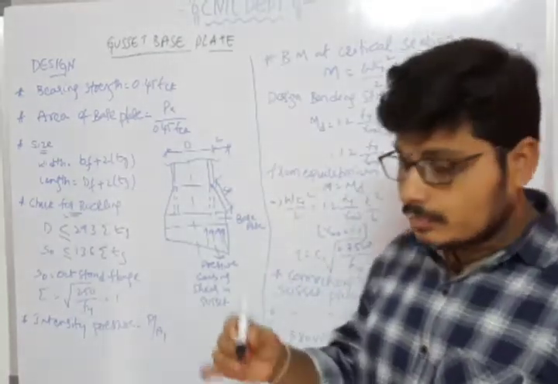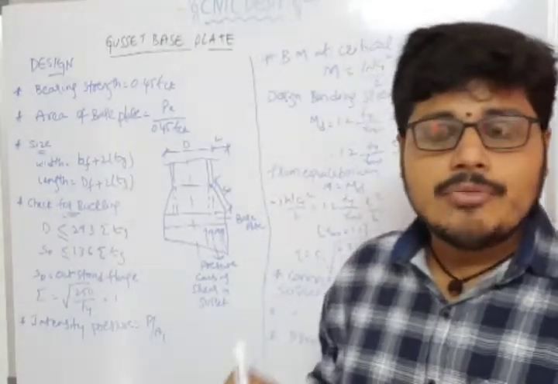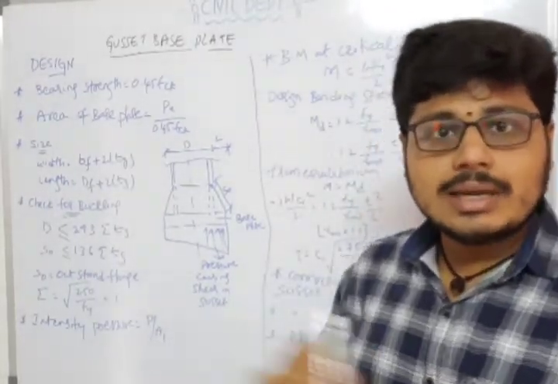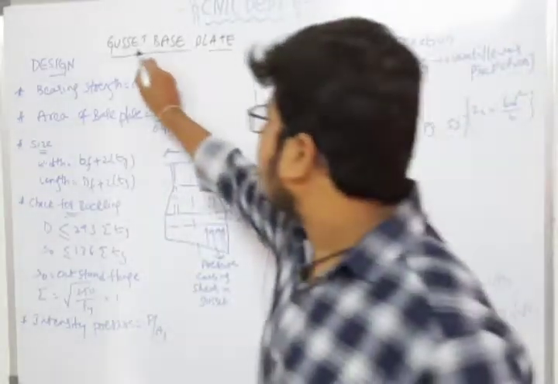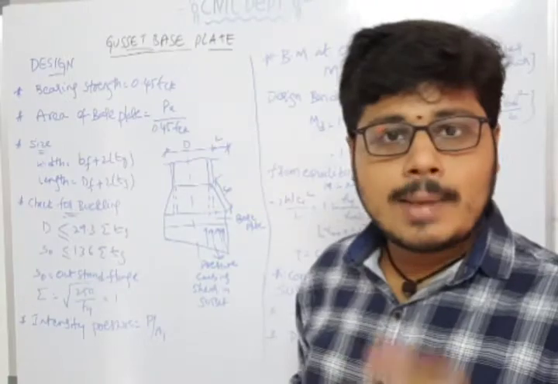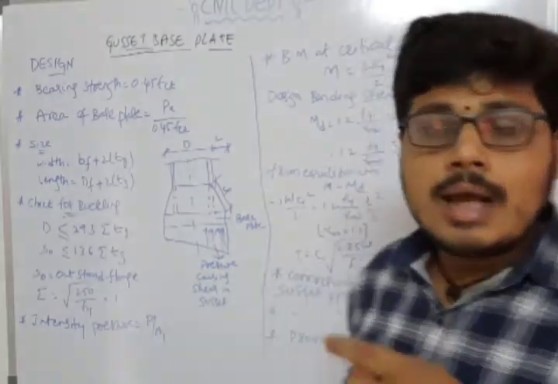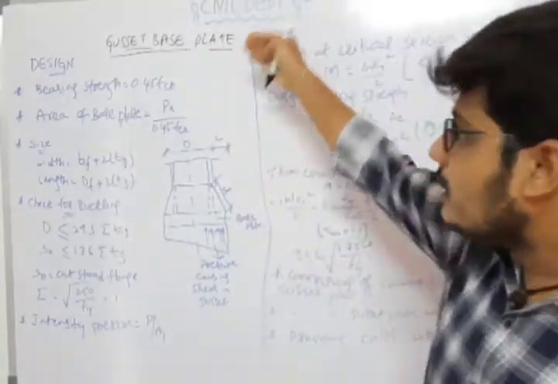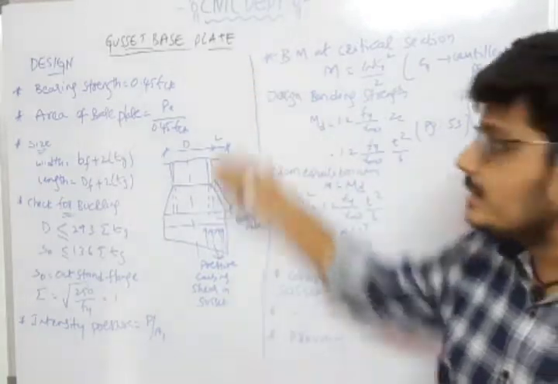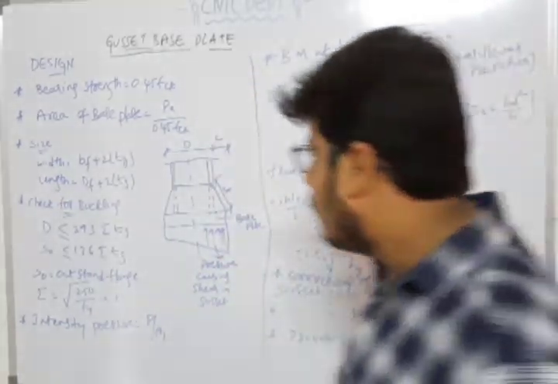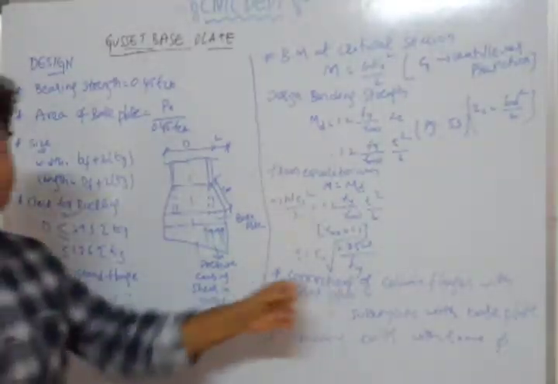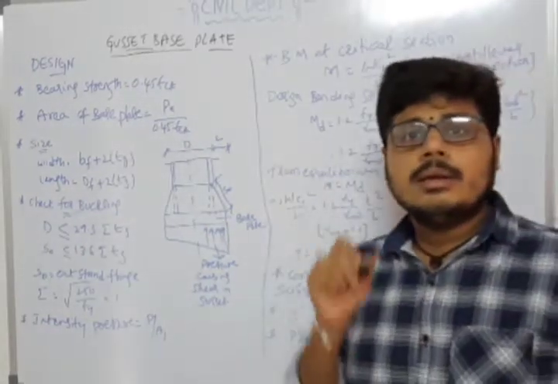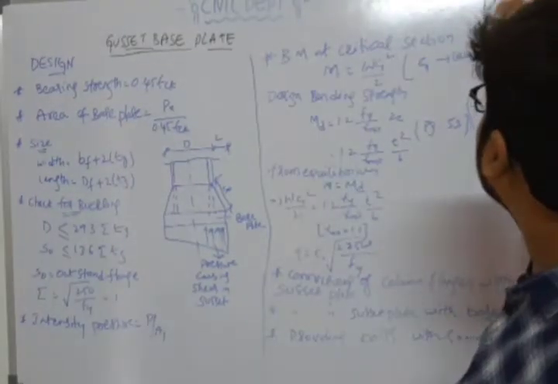But when the column foundation is designed for a column loaded with a greater axial load, a gusset base is provided. When the column has more axial load acting on it, then a gusset base plate is provided. The design procedure is also the same as the slab base plate, but here we have many checks. Why? Because the axial load is falling on the column, so the column may be buckled.